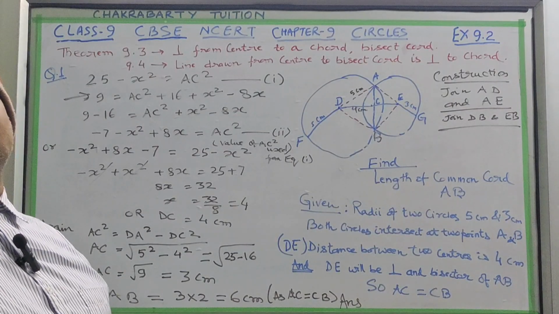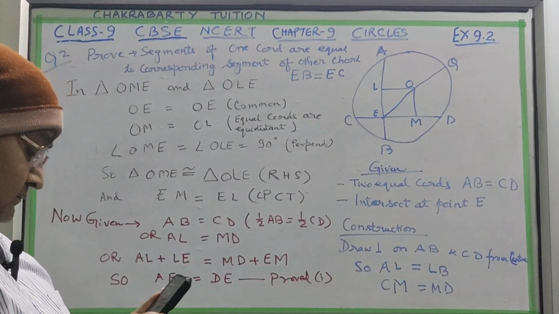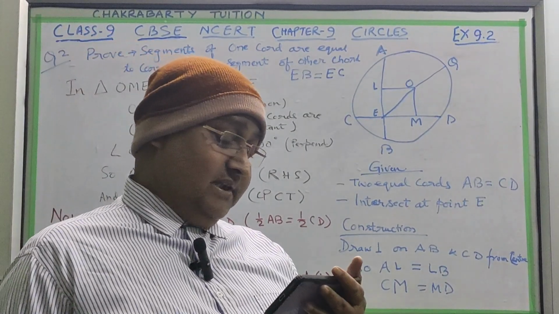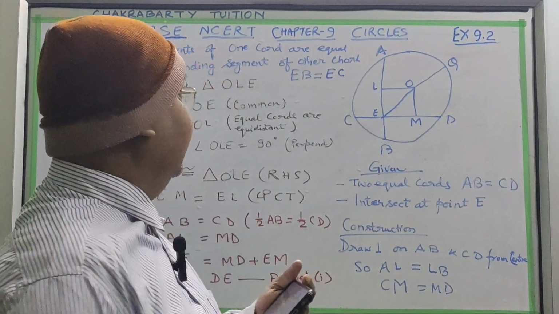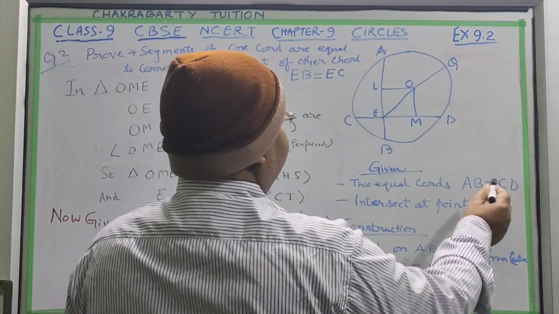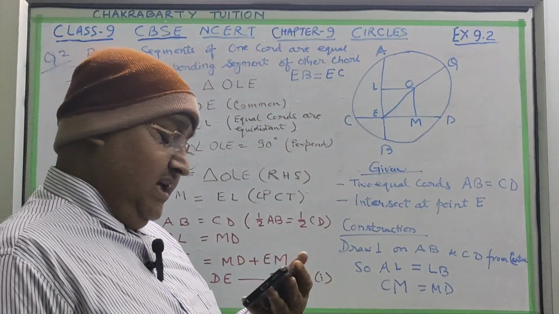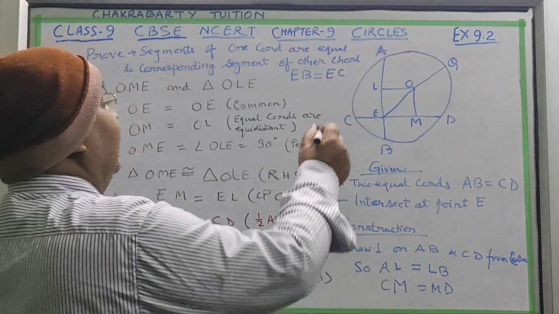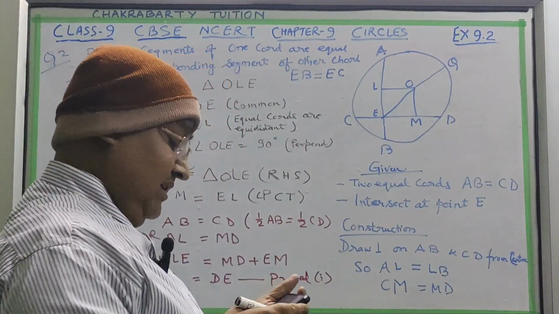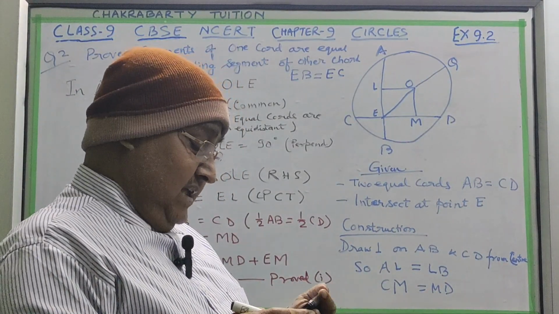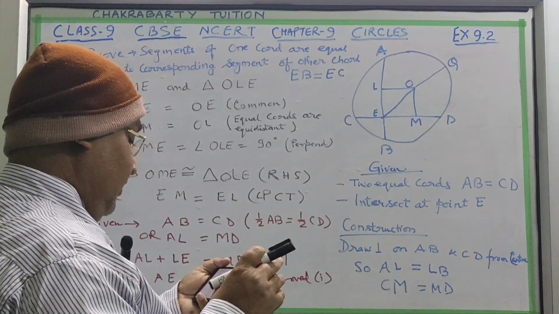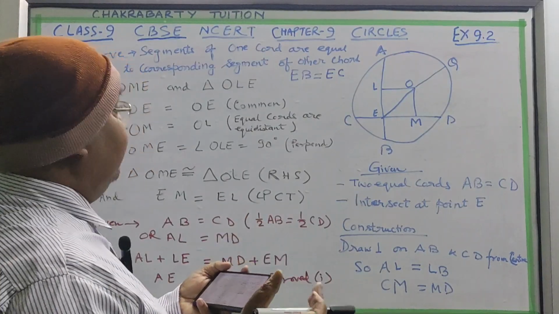Now we will solve question number 2. What does it say? Two equal chords AB and CD of a circle intersect within the circle at point E. Then you have to prove that the segments of one chord are equal to the corresponding segments of the other chord.